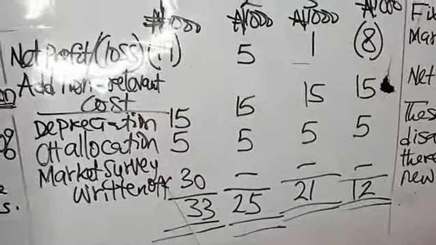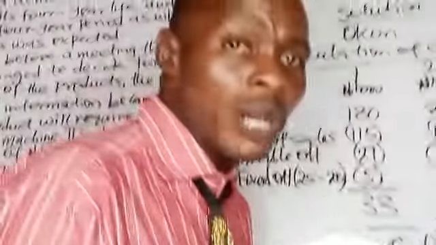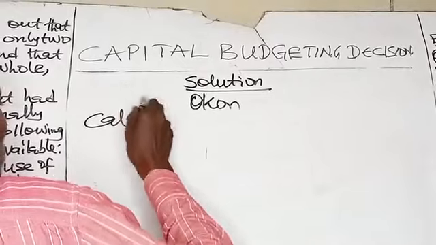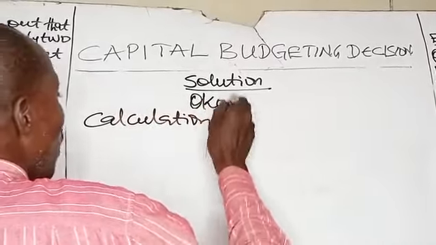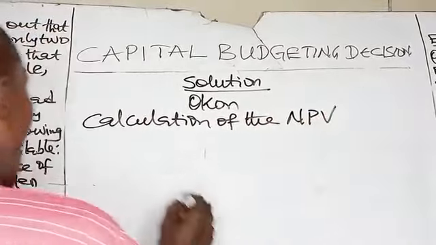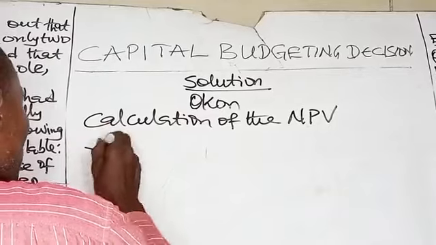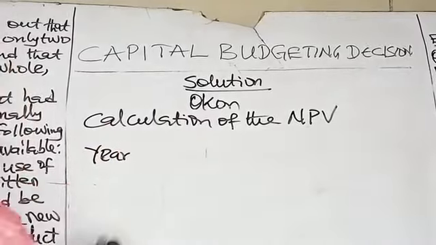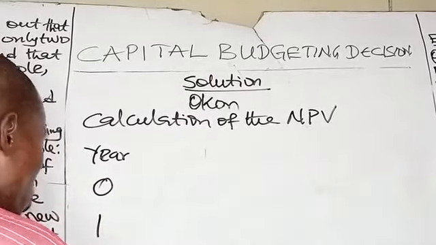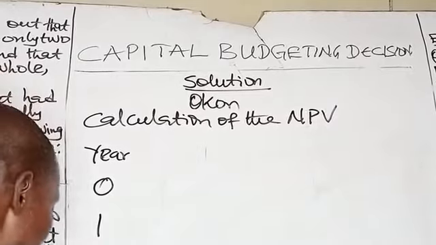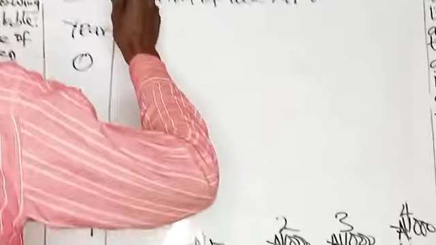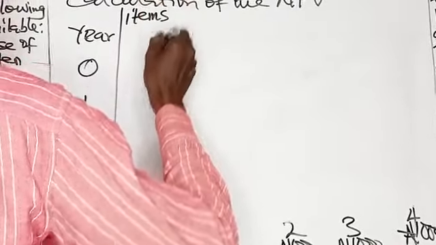Now that we have gotten our cash flows, the next thing is to calculate the net present value of the project. So you have the years: 4 years are involved. Year 0, year 1, year 2, year 3, and year 4. Then the items involved.